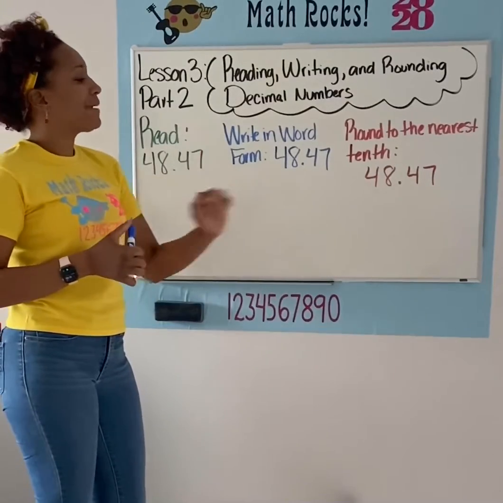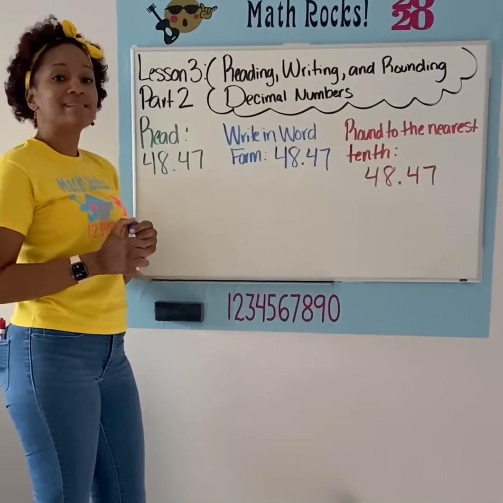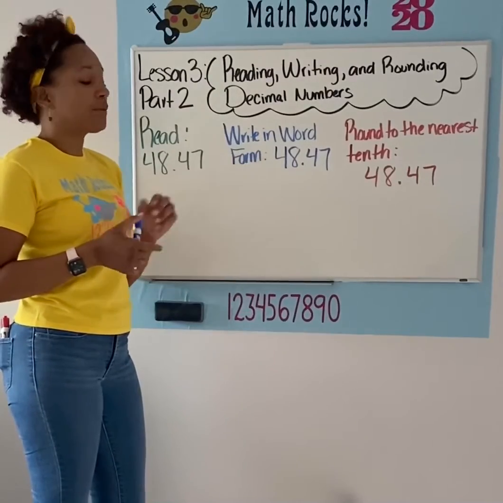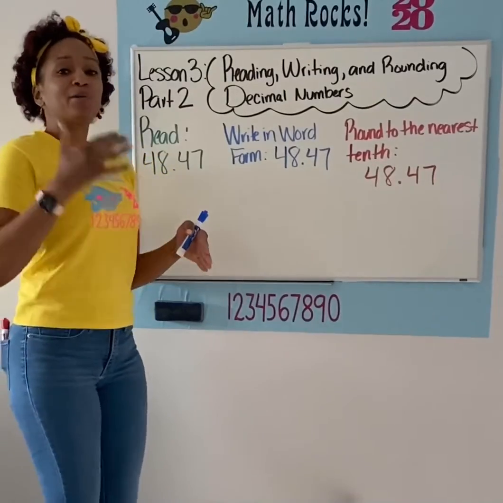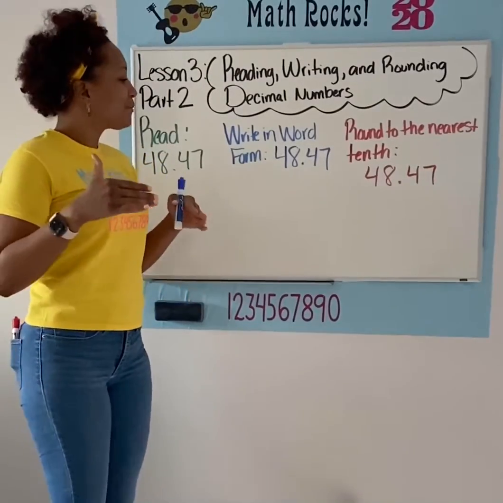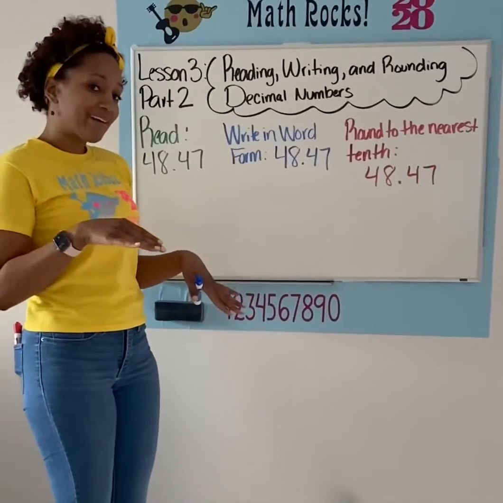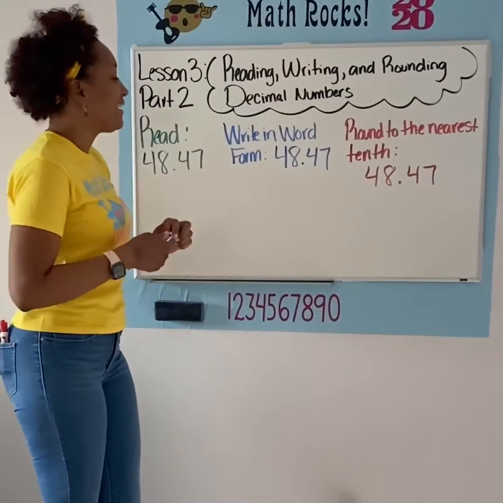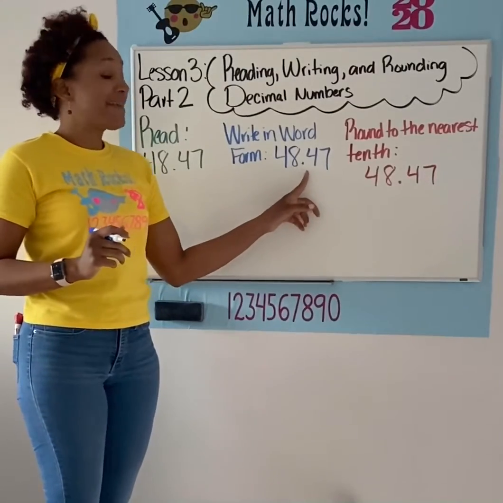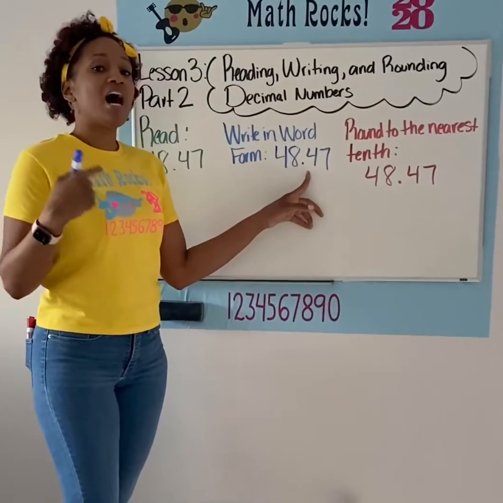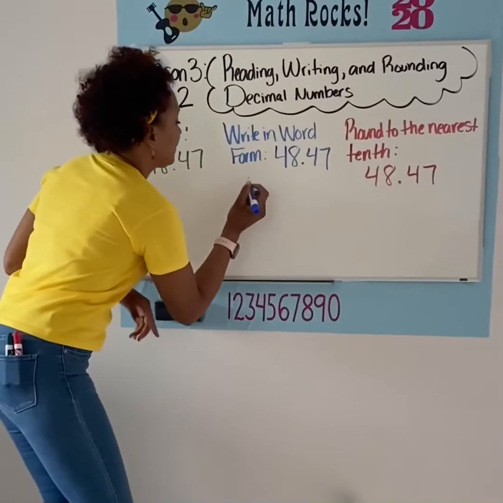So how do I write 48 and 47 hundredths in word form? What you do is you write it how you read it. That's actually a nice little rap. You write it how you read it. Got it? Write it how you read it. So let's do that. 48 and 47 hundredths. So let's do it.